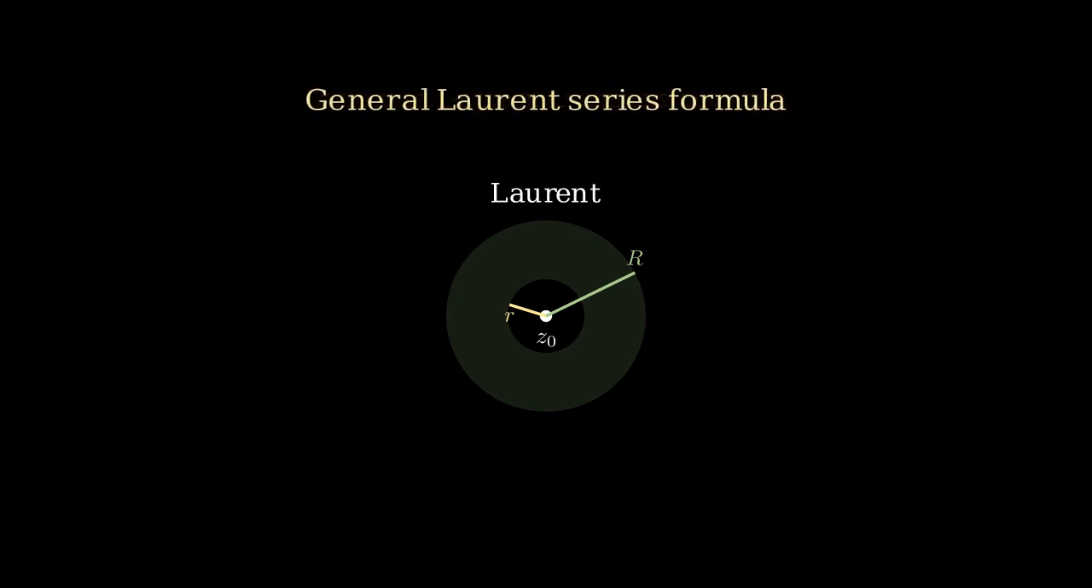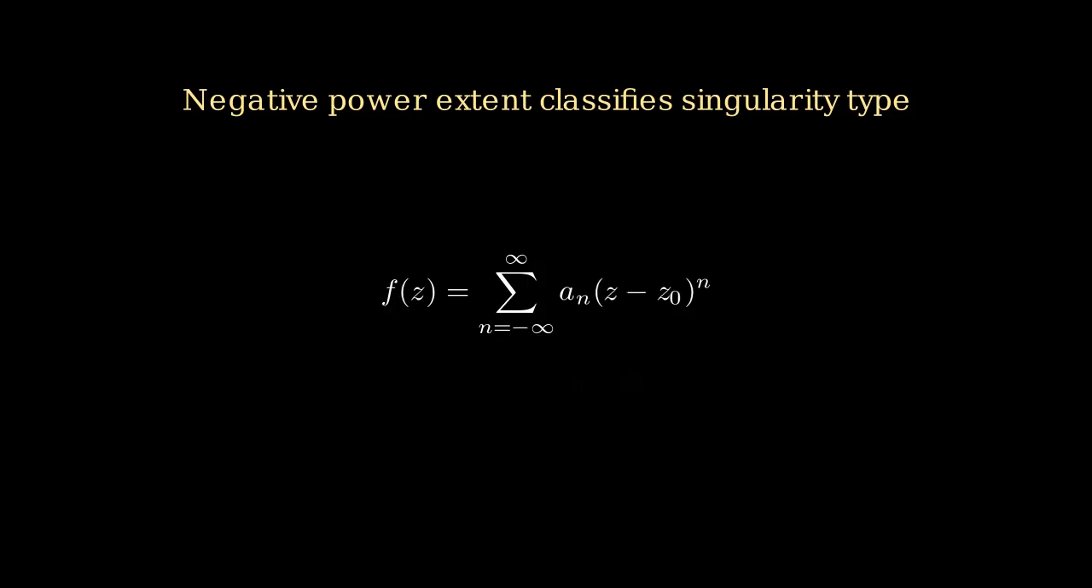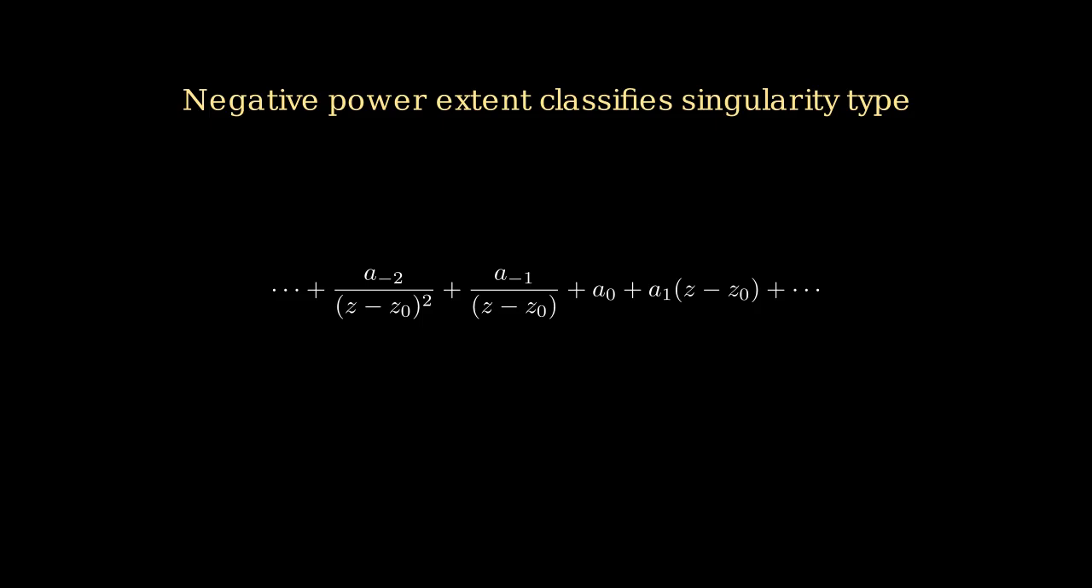Taylor series. The general form is f of z equals the sum from n equals negative infinity to infinity of a sub n times (z minus z naught) to the n. This is valid for r less than the magnitude of z minus z naught less than R, an annulus. Pattern to recognize. Look at how far the negative powers extend in the Laurent series, and that tells you exactly what kind of singularity you're facing.